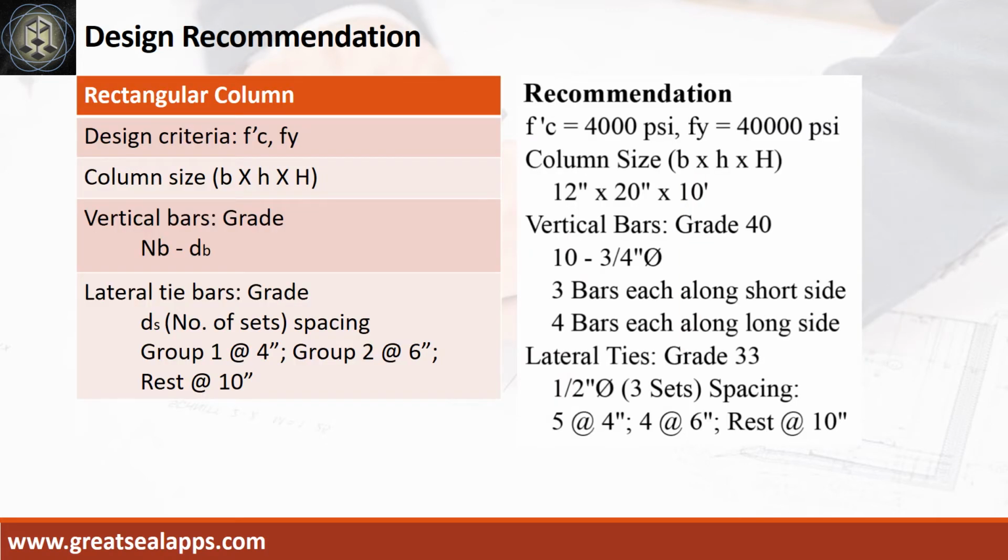Design recommendation as follows. f'c equals 4000 psi. fy equals 40,000 psi. Column size is 12 inches by 20 inches by 10 feet. Vertical bars of grade 40, 10 pieces 3/4-inch diameter bar. Lateral ties of grade 33.